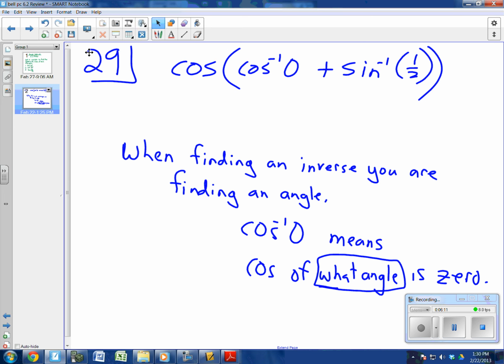Okay, now look. Cosine of what angle is 0? 90 degrees, but we're going to do this in radians. So pi over 2, okay? So we go over here, and we're going to replace the cosine inverse of 0 with pi over 2. That's what cosine inverse of 0 is. It's pi over 2. Got it? Why don't I take 270?